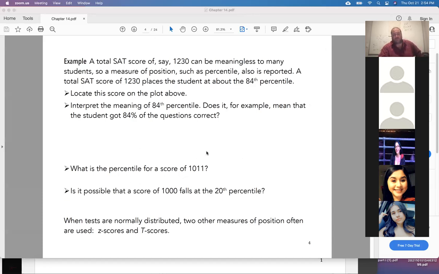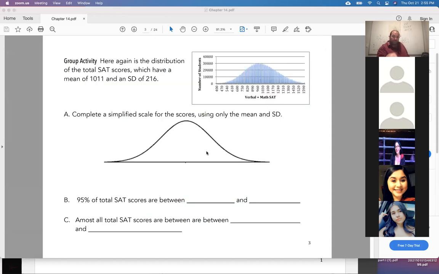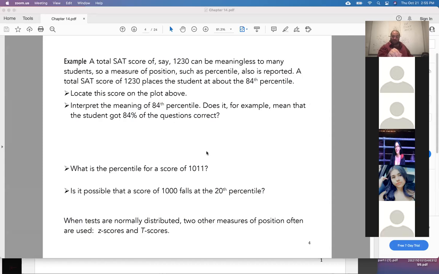What is the percentile for a score of 1011? No calculator needed for this one. 50? Yes, excellent. It's the 50th percentile. It's right in the middle. If you get a 1011, you're right in the middle. You're in the average. You're better than 50%, you're worse than 50%. You are at the 50th percentile.